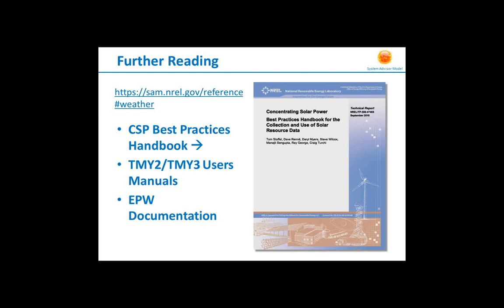We have multiple links for further reading on weather data under the Performance Models section, including documentation for various types of weather files. You can also find a link to an NREL published report, Concentrating Solar Power Best Practices Handbook, for the collection and use of solar resource data. Despite the fact that Concentrating Solar Power is in the title, this handbook contains detailed information and best practices for solar resource data collection for other technologies as well.